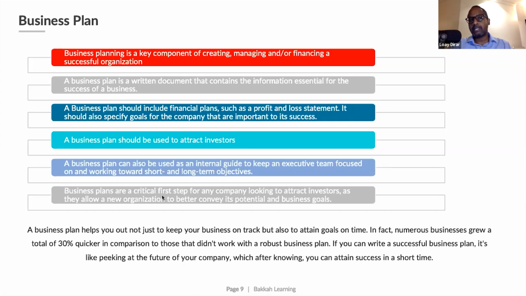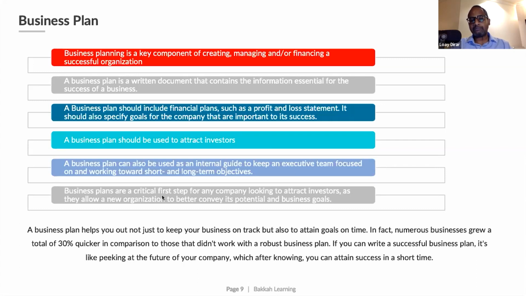One of the success criteria for any business plan is that it should be short. You shouldn't come up with a lengthy document, because most investors don't have the luxury to go through one. So it's better to keep it concise and as short as possible. It has to be well written and concise.